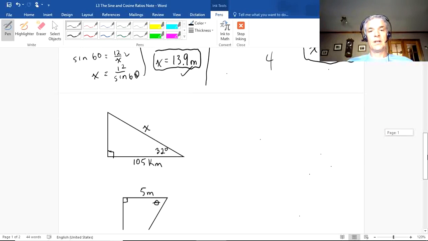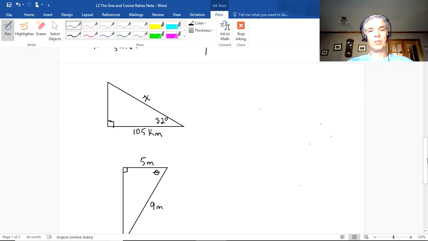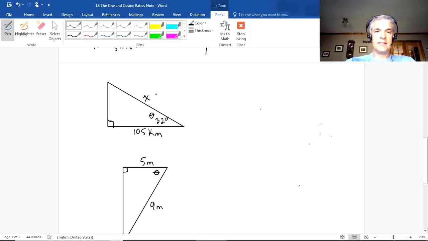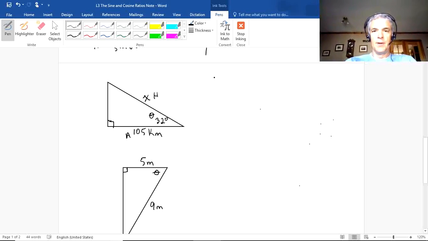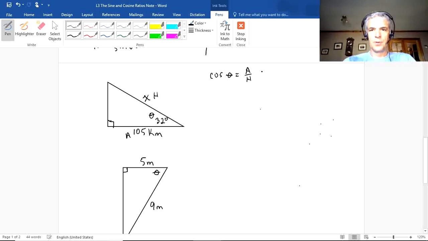All right, let's do some more examples. I've got 3 more examples to work on. Let's go with this one. It says theta is here. That means this is my hypotenuse and this is my adjacent. Well, which one uses adjacent and hypotenuse? Well, that's the cos. So it's going to be cos theta equals A over H. And then it's going to substitute.